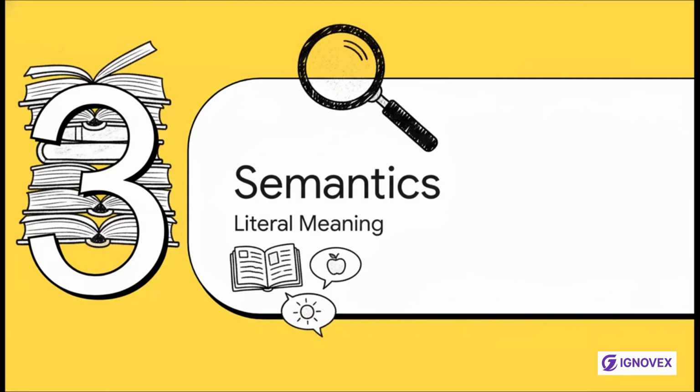All right, we've used our blueprint to build a grammatically perfect sentence. Awesome. But now, what does it actually mean? That's where we need pillar number 3, semantics, which is all about the literal dictionary definition of things.